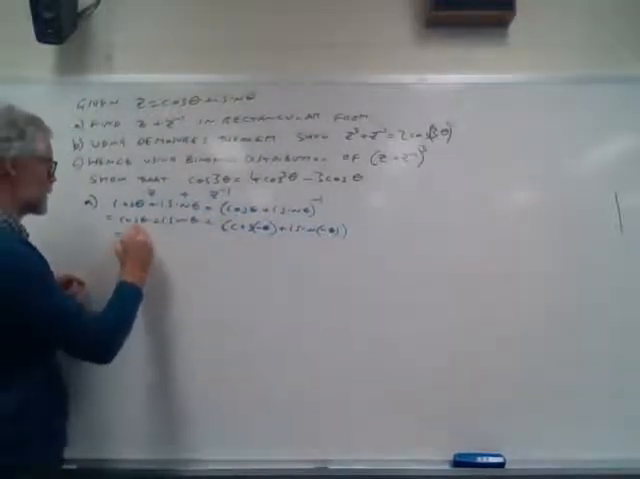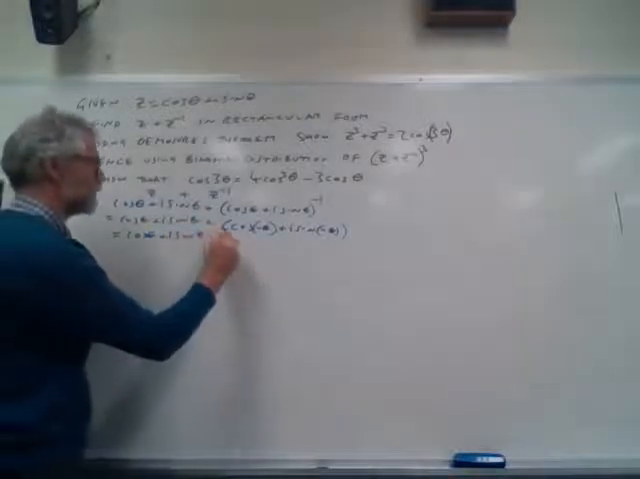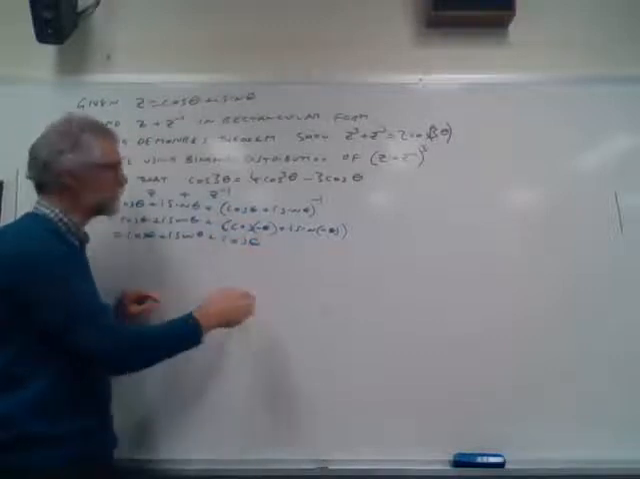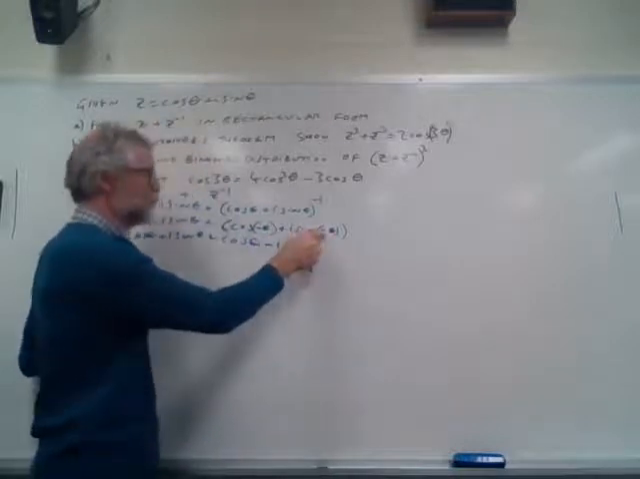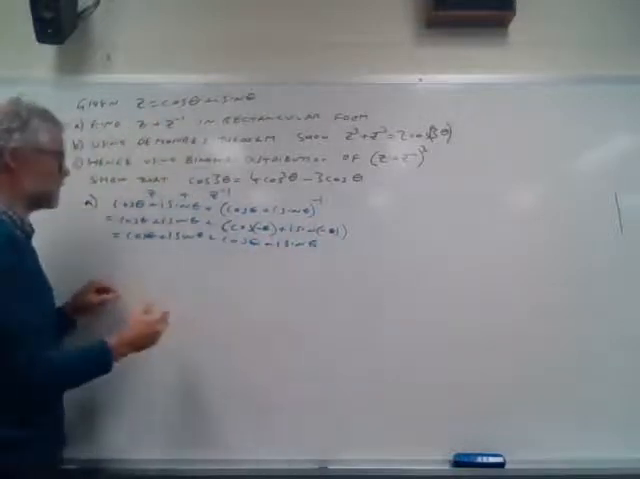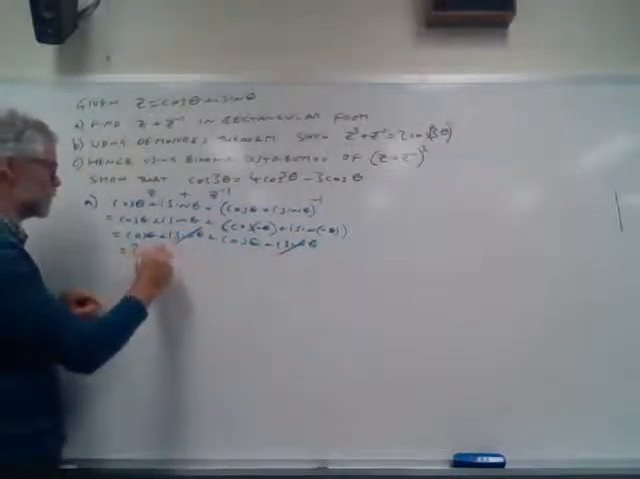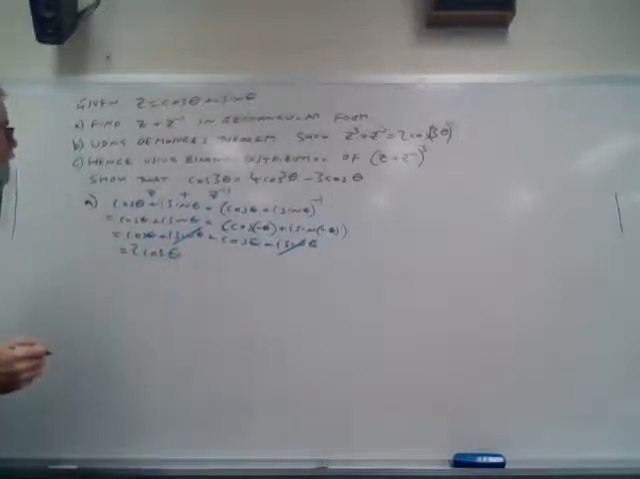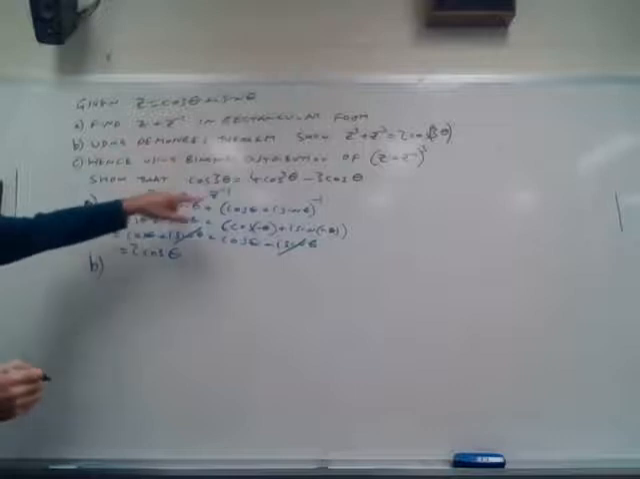Now, that's cos theta plus I sine theta plus cos theta. That's because cos of negative theta is the same as the cos of theta. This will be minus I sine theta. The sine of negative theta is minus the sine of theta. And then those bits go away because they're the same. And we get 2 cos theta out of that. Reasonably straightforward, part A.